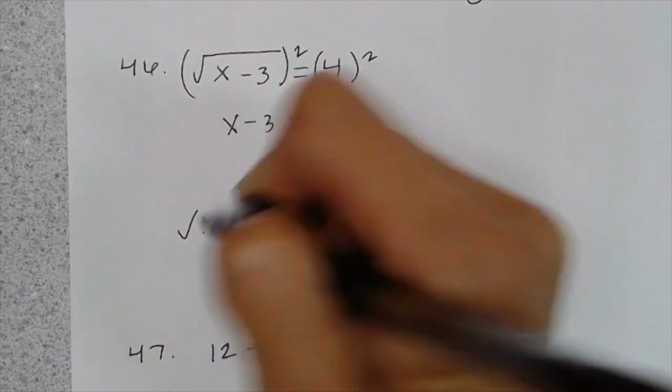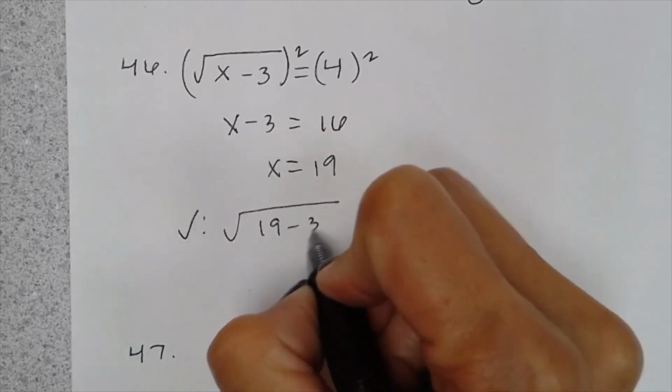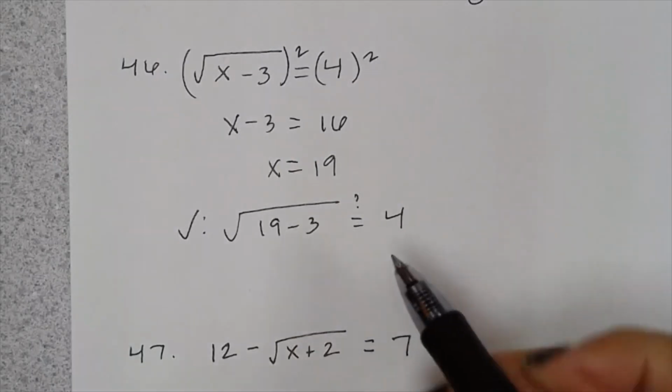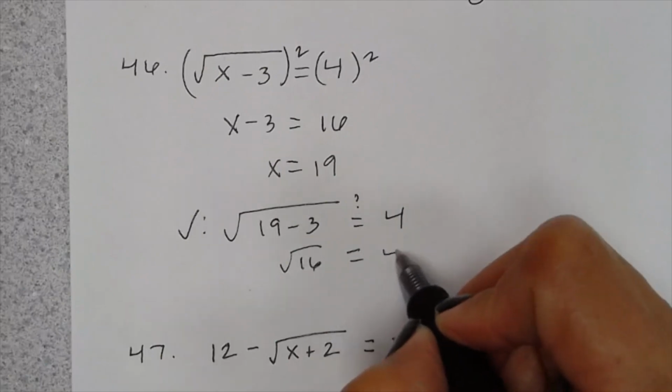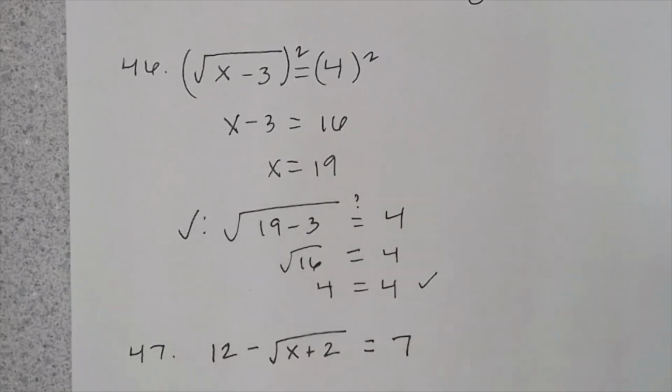And then to check your answer, what you do is you take this 19 and you plug it in. And you're going to verify if in fact it equals 4. So 19 minus 3 is 16. And it checks out because the square root of 16 is 4, so 4 equals 4. So 19 is your answer.